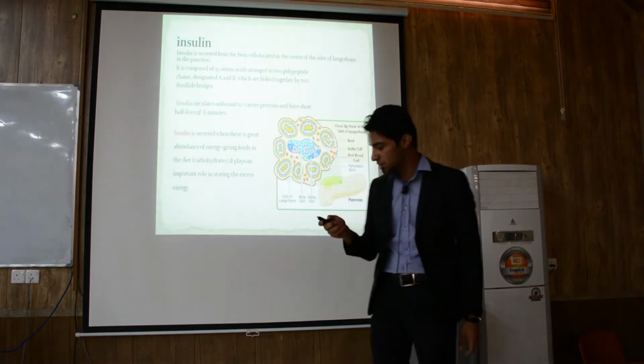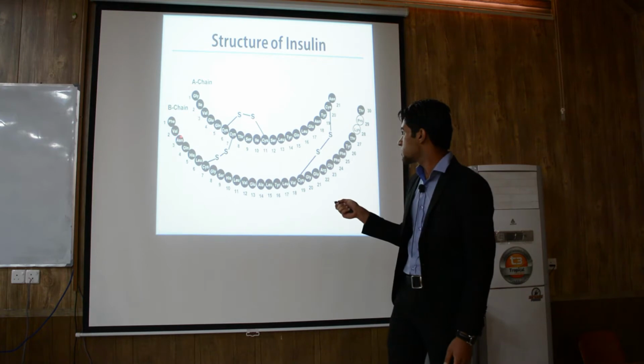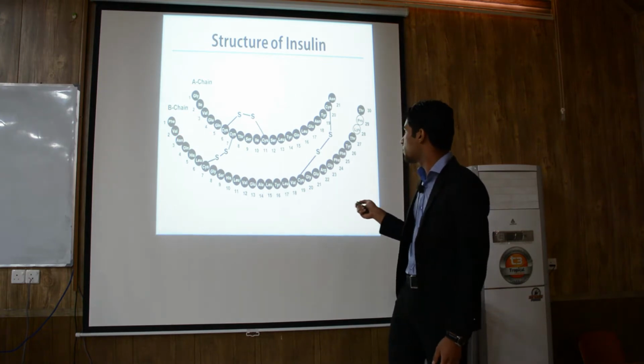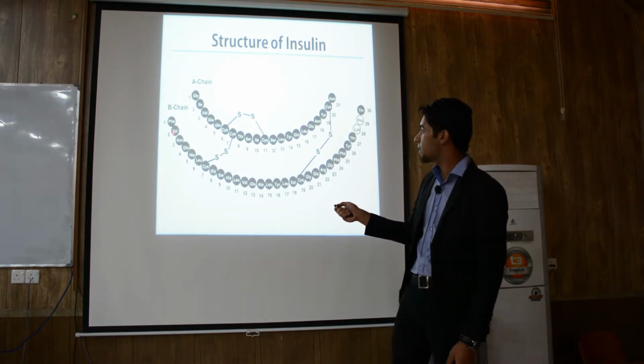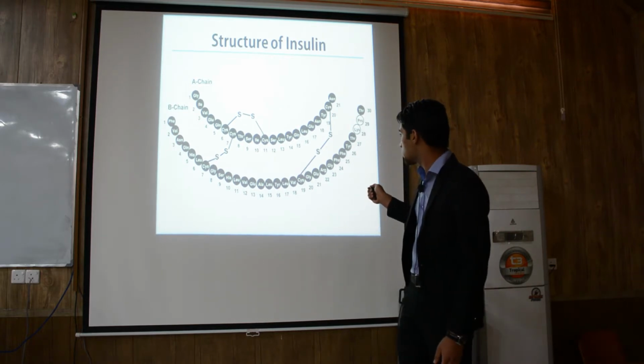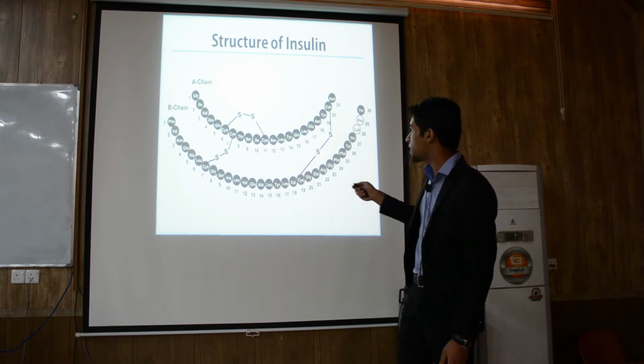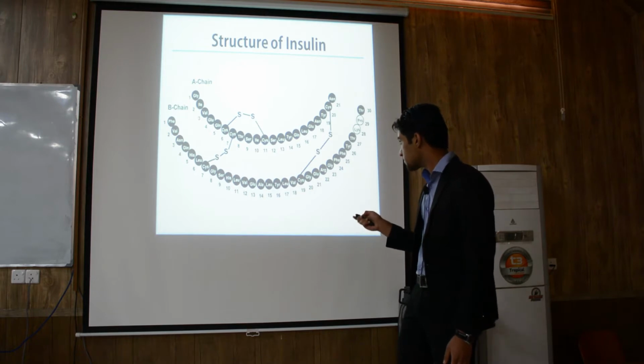Now let's see the structure of the insulin. The insulin, as you are seeing here, is composed of two polypeptides. We have the polypeptide chain A and we have the polypeptide chain B. These two polypeptides are linked together by two disulfide bonds. These disulfide bonds link the cysteine amino acid in chain A with its brother cysteine amino acid in chain B.